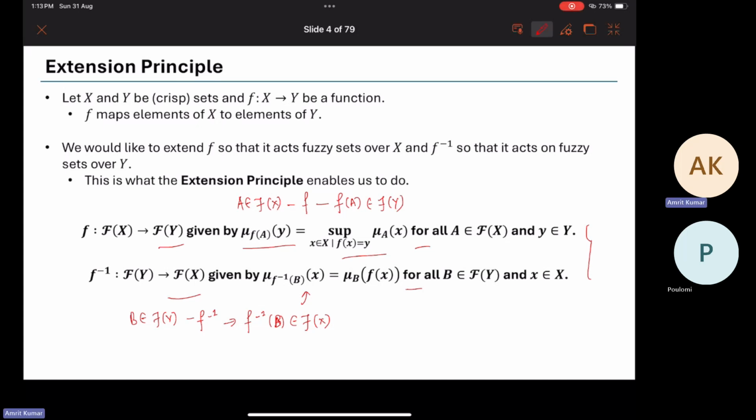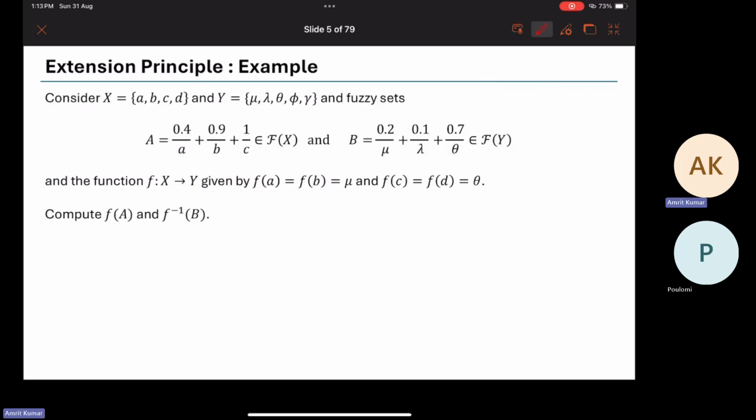We also discussed that ideally we should use different notations for these extensions, because f is a function from x to y. So when we are extending f to the fuzzy power set of x to the fuzzy power set of y, we should probably use a different notation. But for convenience, we don't do that. We abuse notation and we retain the original symbols f and f inverse. So let us do a problem.